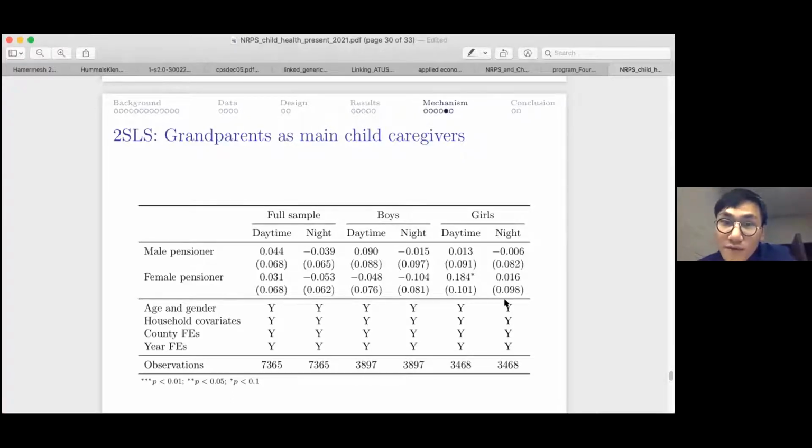The other question is from Feng Chen. I'm wondering if there are any differences in effects for parents in different cohorts at the start, for example, post-80s versus post-90s. Yeah, this is a good question.